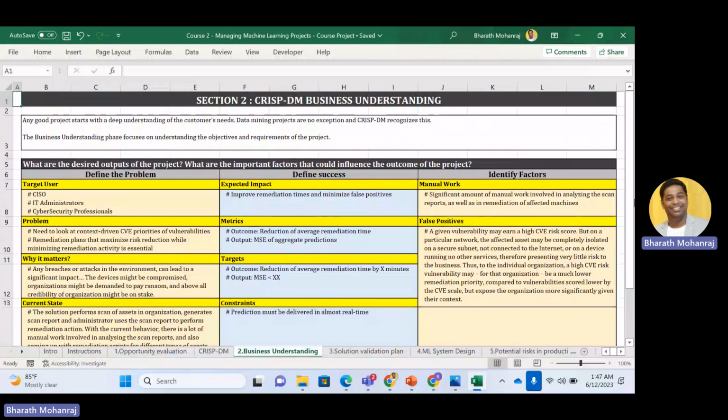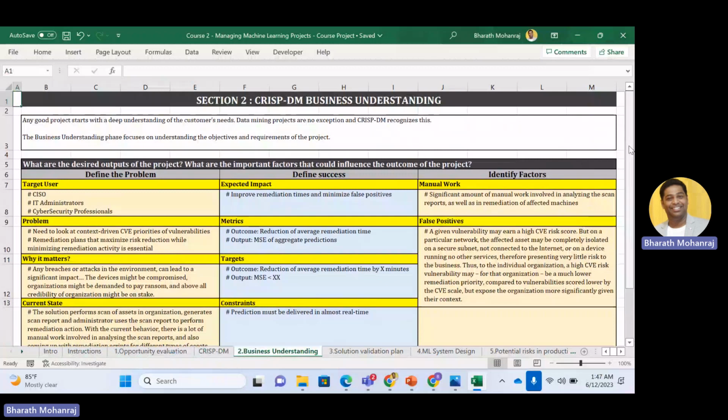And what is going to be the success here? The impact is going to be improving the remediation time and minimizing the false positives. Looking at the metrics, the outcome metric is reduction of the remediation time, and the output metric that we are going to consider here is MSE for aggregate predictions. And targets, again, the outcome is going to be reduction of the average remediation time by X minutes in 5, and the output is going to be MSE less than X. And the constraint here is that the prediction must be delivered in real time because it's a security vulnerability.